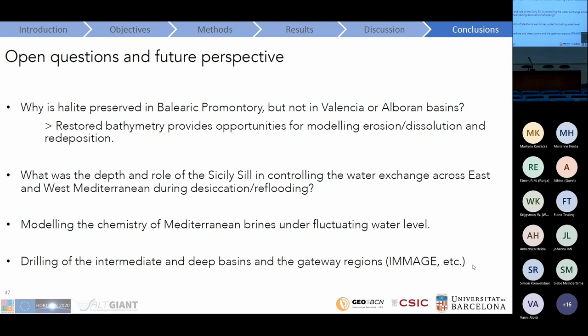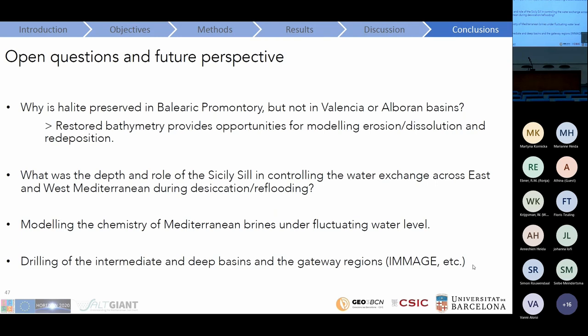And also, I think something that would be very interesting is to do numerical modeling on the evolution of the brines that would have been preserved in the basin during an isolation from the Atlantic. So what happens to a brine that is quite saturated when you have repeated stages of dilution and concentration? And would this be recorded in, for example, the upper evaporites that we might want to sample?